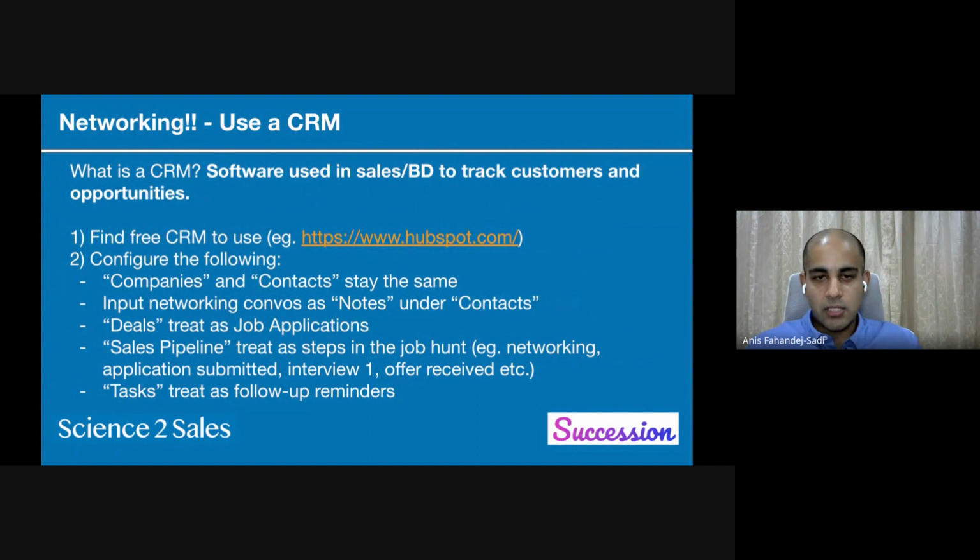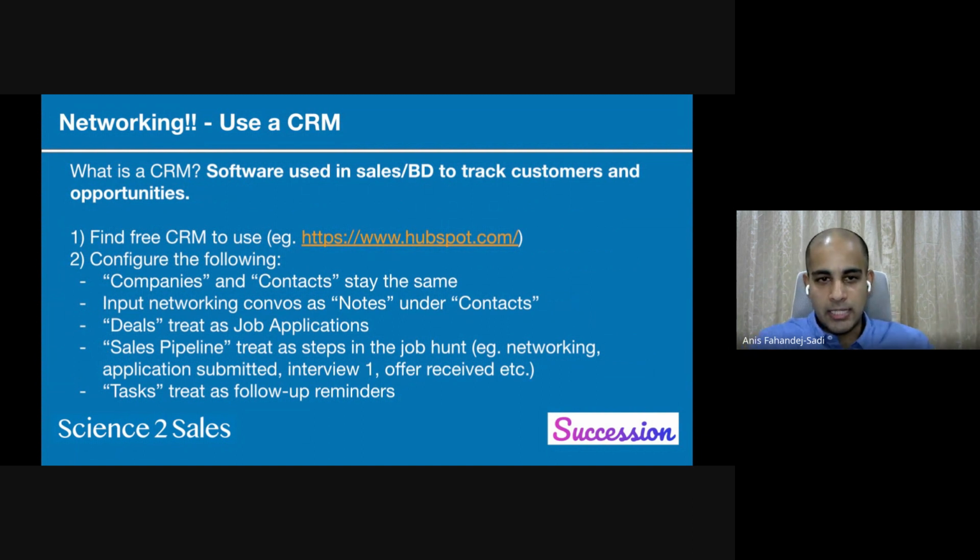So what I'd suggest, go download HubSpot. It's a software as a service. Go register for HubSpot. Get a free account. I'm not sponsored. They're not paying me anything. And then use that CRM as your tracking software for your networking and your job hunt.